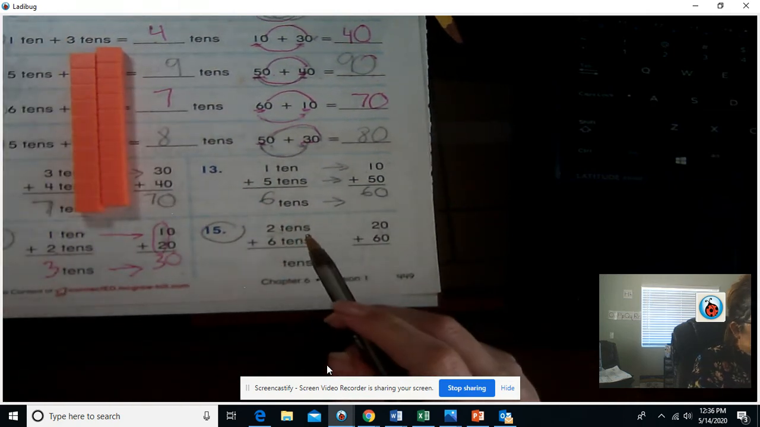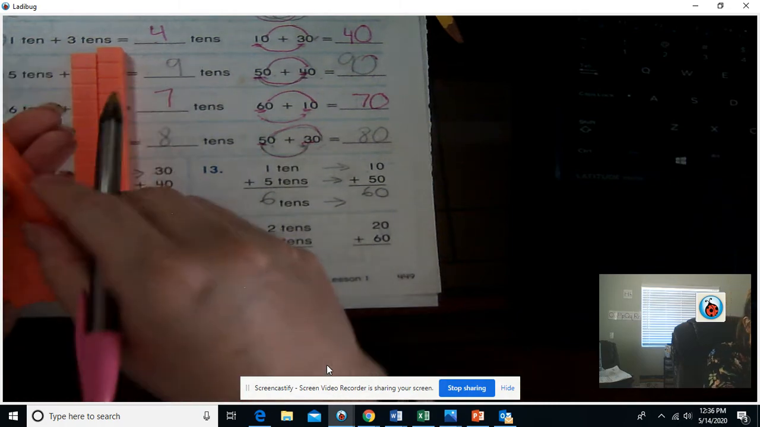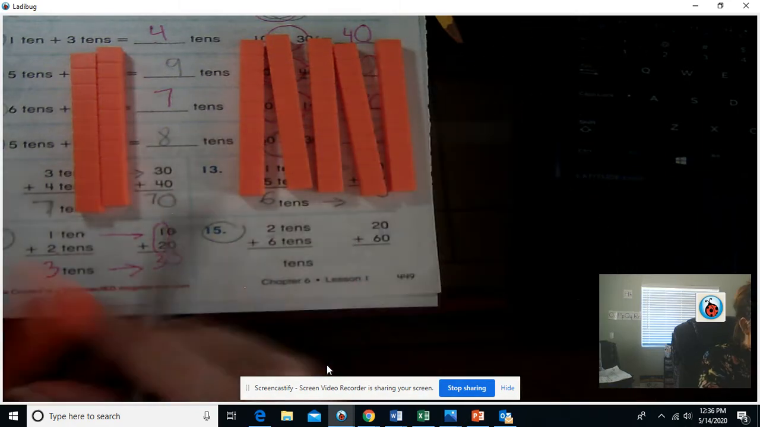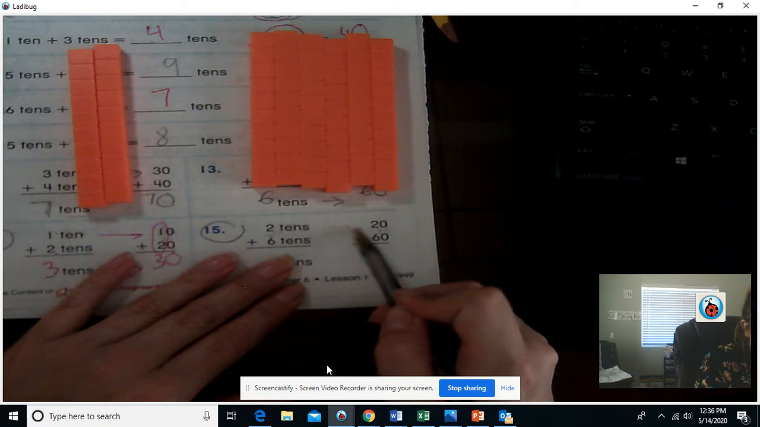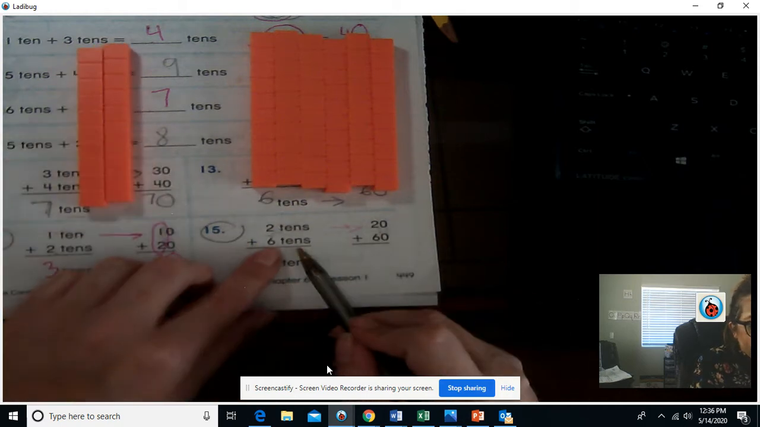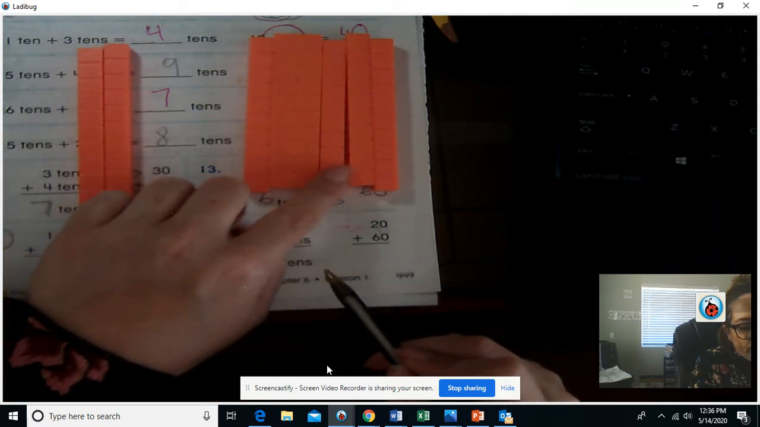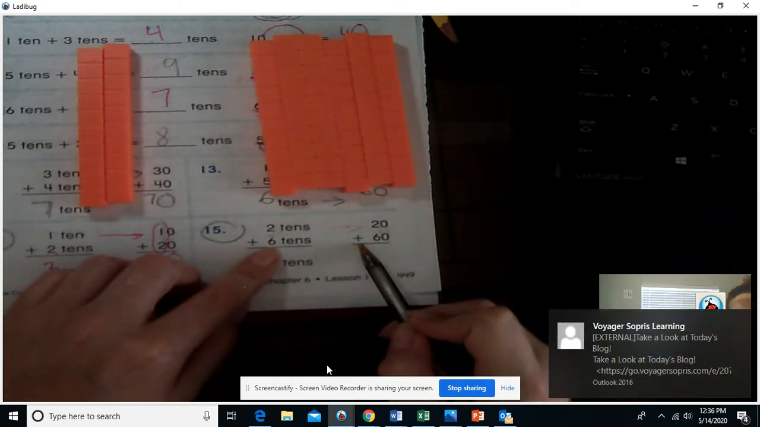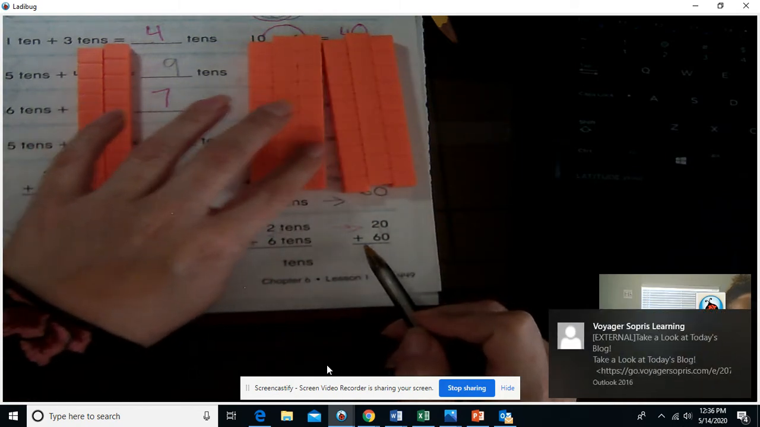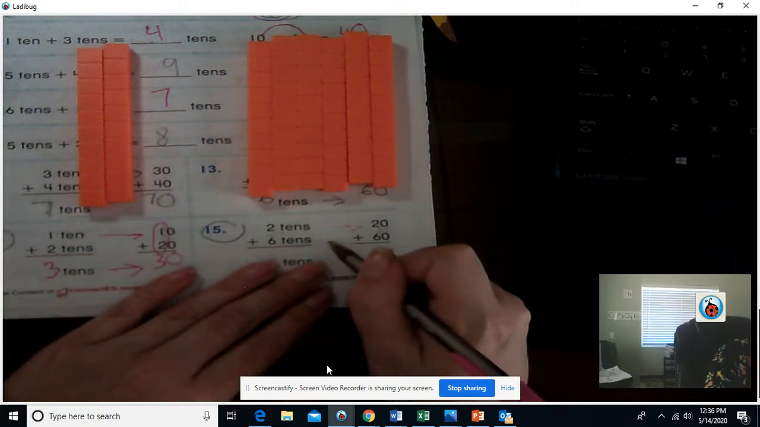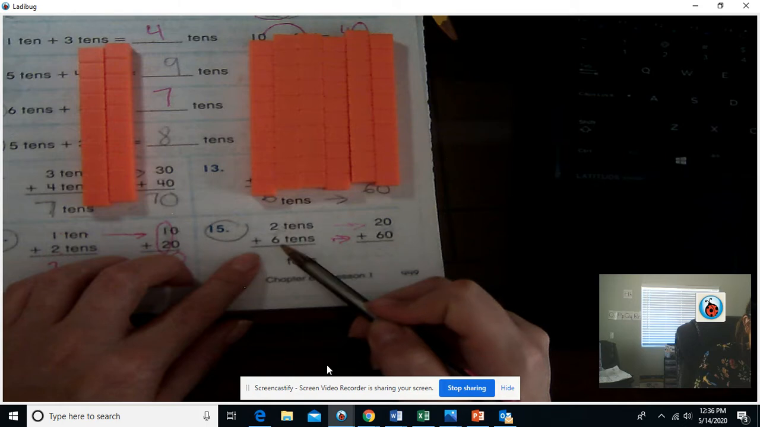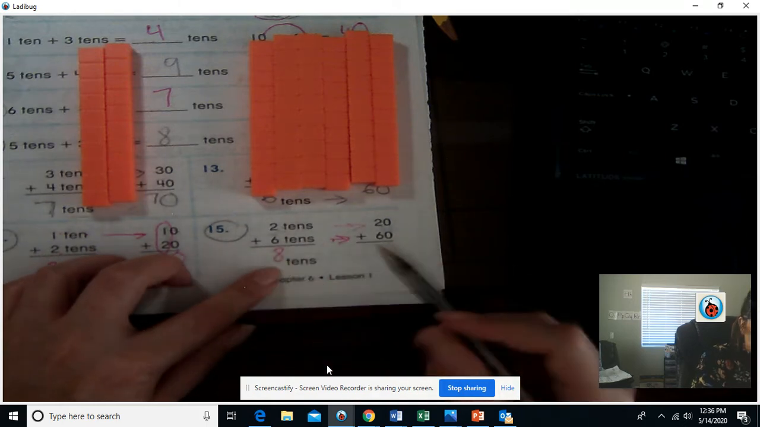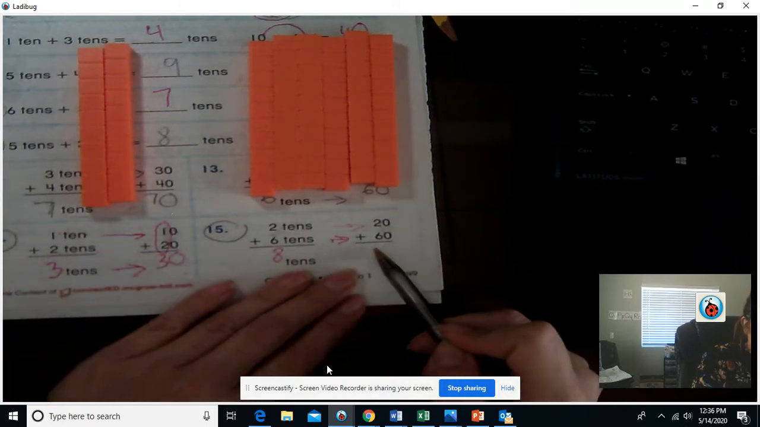plus 6 tens. 2 tens is the same as 20. 10, 20. 6 tens, 1, 2, 3, 4, 5, 6, is the same as 60. 10, 20, 30, 40, 50, 60. So in order to find my tens, I'm just going to say 2 plus 6 is 8. Oh, look, 2 plus 6 is 8.